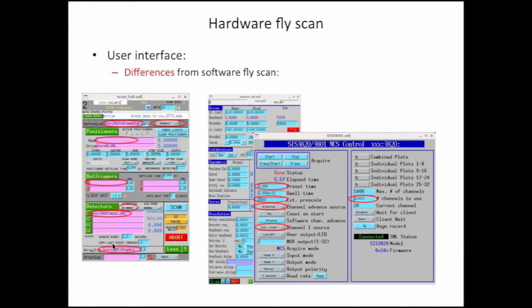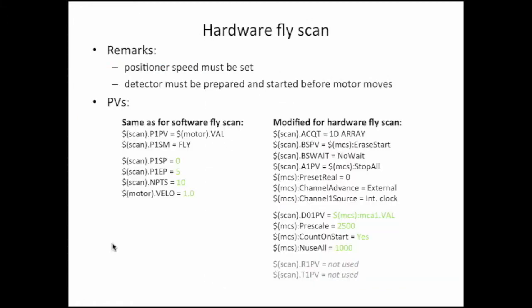You want external channel advance, and normally you want a clock as the first channel, just for diagnostics afterwards. So the positioner speed has to be set, and the detector has to be prepared and has to be started before the motor starts moving.